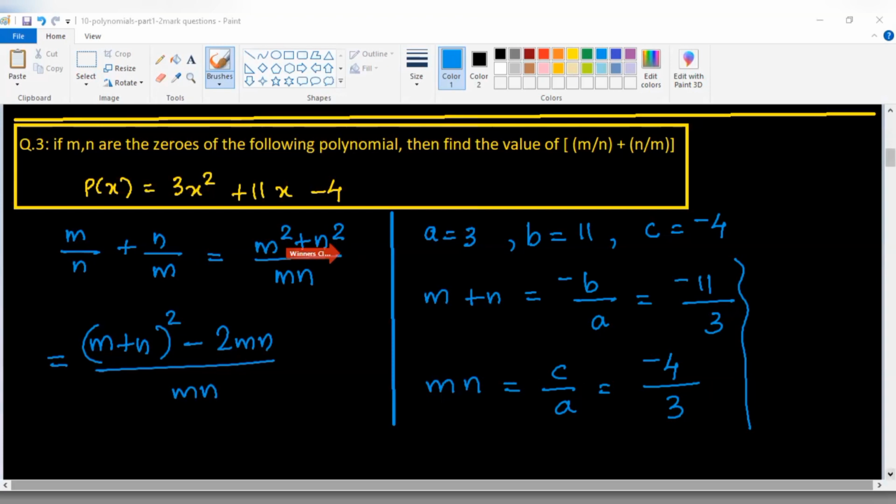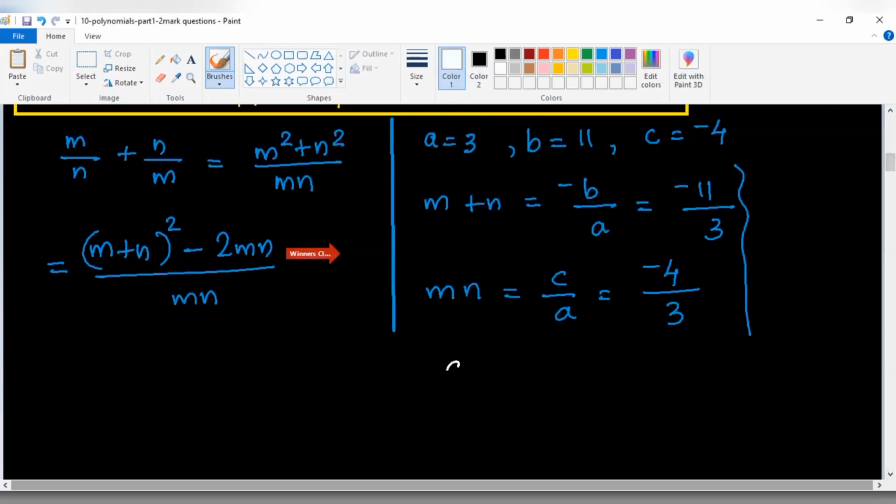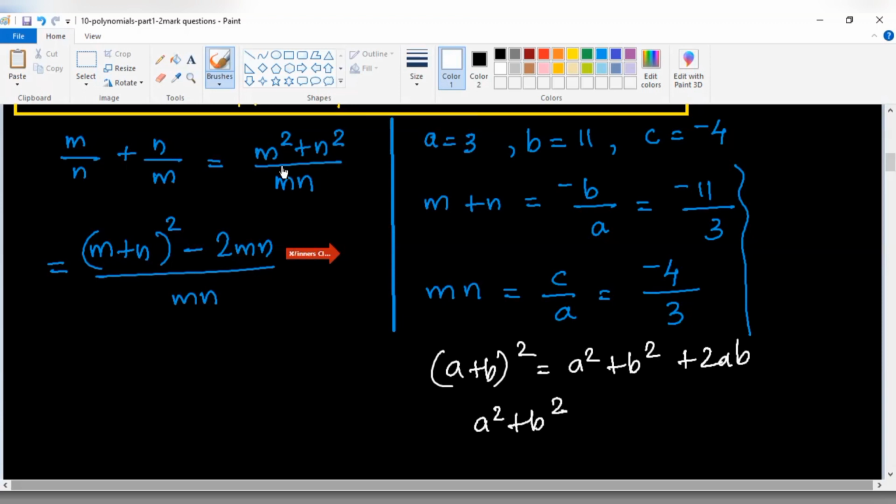Got it? I will explain once again. See the identity. (a plus b) the whole square is a square plus b square plus 2ab. Right? Here we have only a square plus b square in the question. See, here we have only the sum of two squares. In order to get that, we have to take that 2ab term to the left. So it will become (a plus b) the whole square minus 2ab. That is what we have done here.